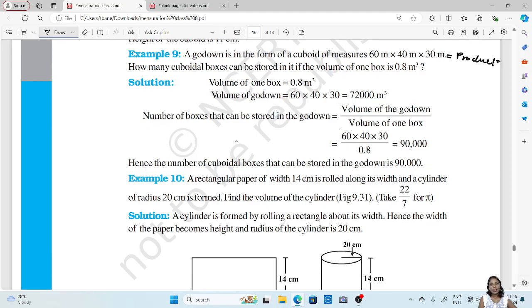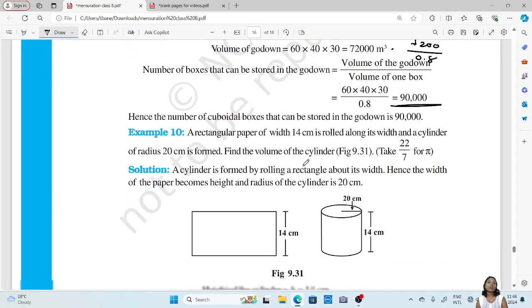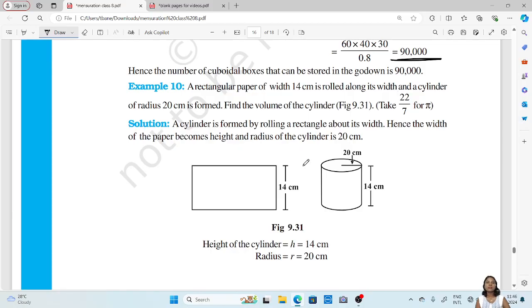Now, if you have to find the number of boxes that can be stored in the godown, you simply take a ratio of this. So 7200, if you divide by 0.8, will give you around 90,000. So hence around 90,000 boxes can be stored in that godown.